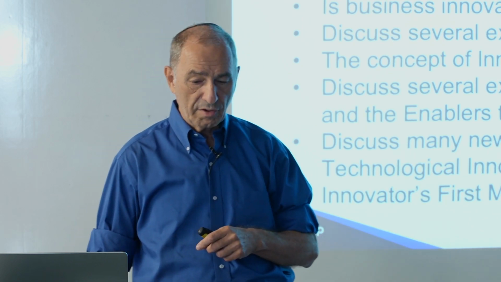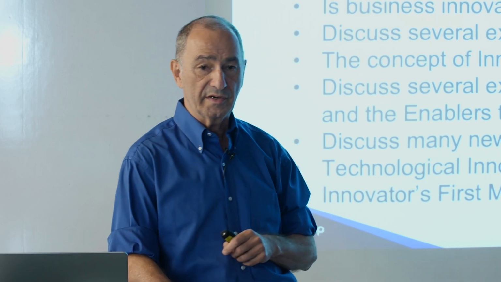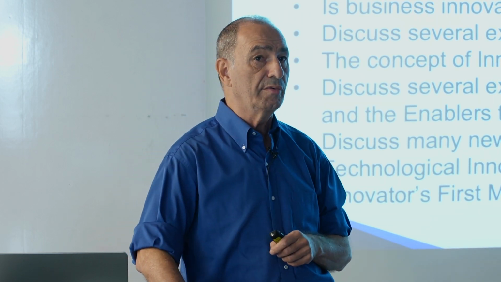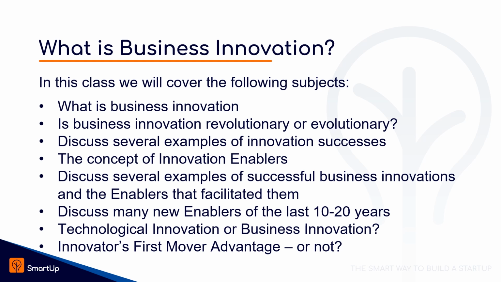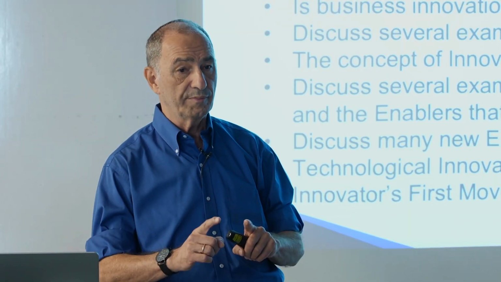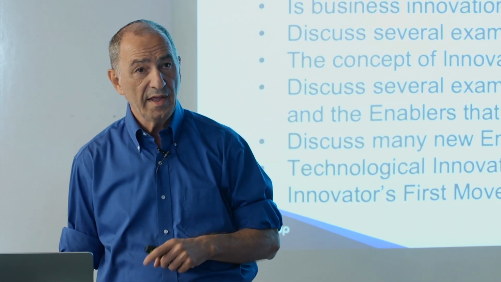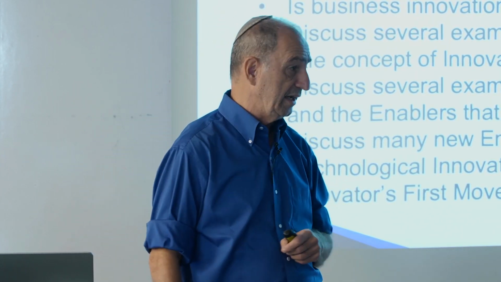And there's a whole concept of innovation enablers, which I will detail and explain to you what it is, and then show you a lot of successful business innovations and the enablers that made them happen. So you will see the correlation between an idea and when the time is ripe to take that idea forward. There are a lot of great ideas when the time is not ripe. They will just fail. When the time is ripe, they're going to succeed. And talk about what the enablers are today.